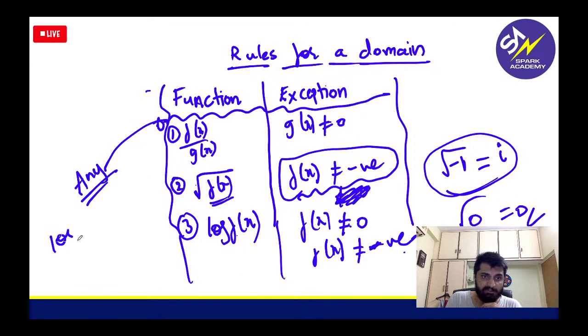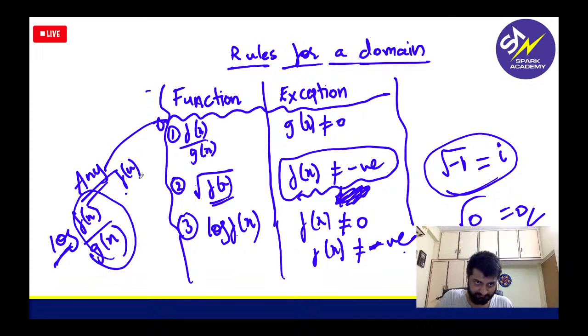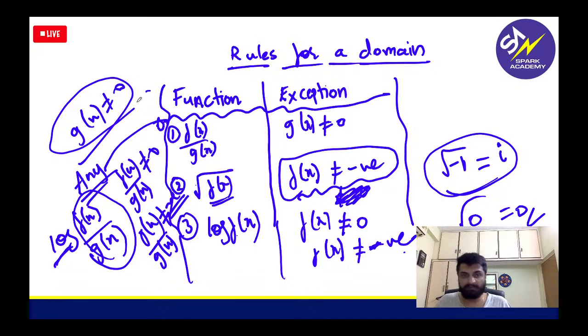Sometimes they might say log of f of x by g of x. What will be the exceptions for this? Since it is a logarithm, your f of x by g of x cannot be 0, and it cannot be negative. And obviously, g of x also cannot be 0, because inside you have numerator by denominator again. So you can take a function inside a function and find out the domain and range.